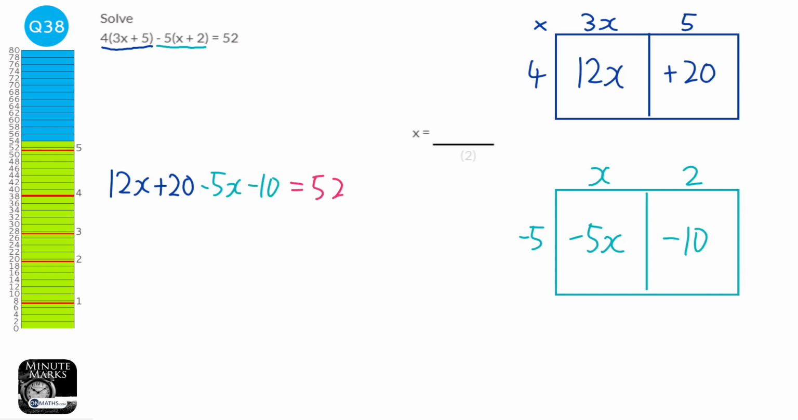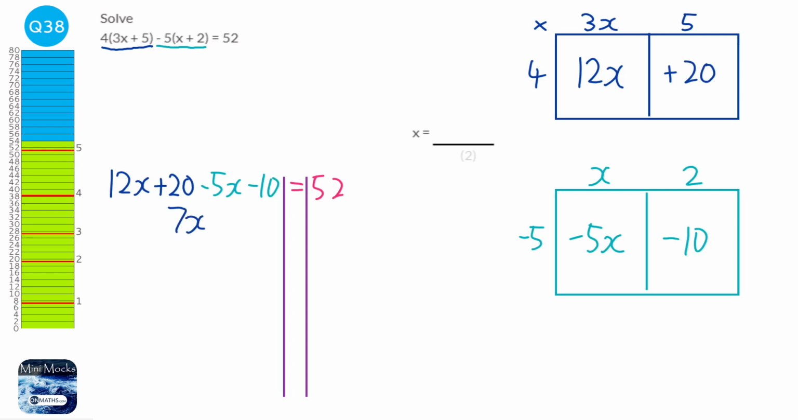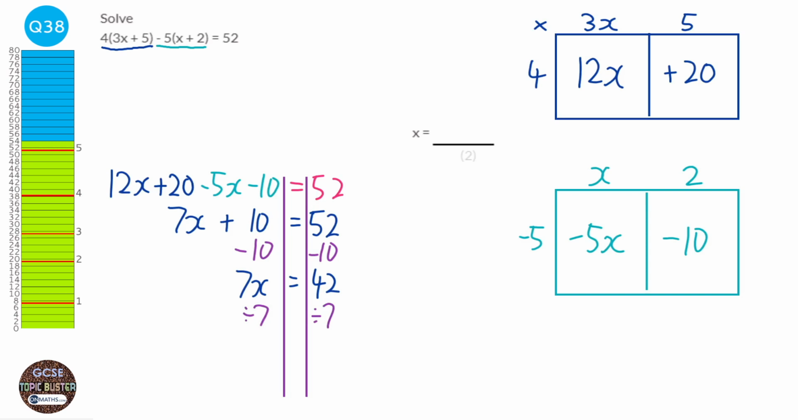So I'm going to start by putting my lines in because we're solving. And I'm actually just going to start by collecting the like terms on the left hand side. So 12x take away 5x is going to be 7x. And 20 take away 10 is going to be 10. Okay, now we need to get rid of the plus 10. So we'll take away 10 both sides. So we've got 7x equals 42. And then we need to get rid of the times 7. So we're going to divide by 7 both sides. So x equals 6.